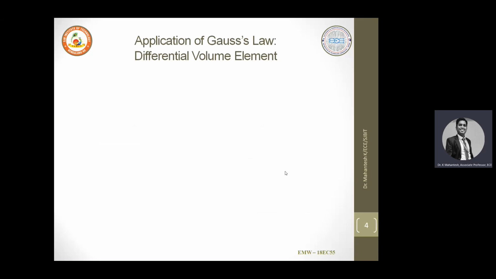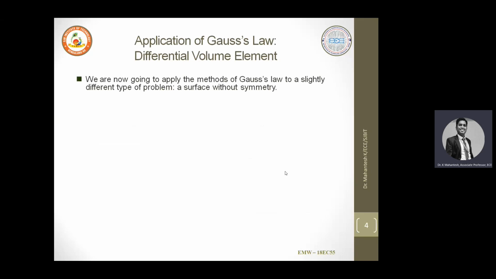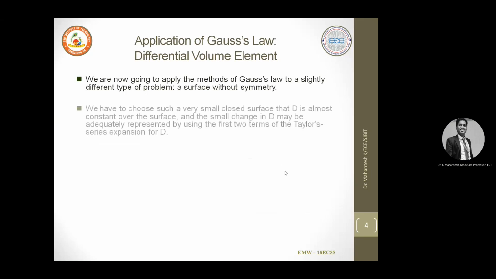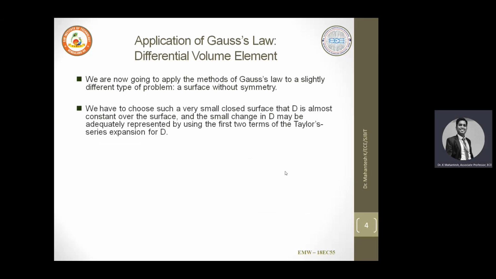If we now visualize a region of space filled with a tremendous number of charges separated by minute distances, we are now going to apply the methods of Gauss law to a slightly different type of a problem, a surface without symmetry. We have to choose a very small closed surface so that D is almost constant over the surface, and a small change in D may be adequately represented by using the first two terms of the Taylor series expansion for the flux density D. And the result will become more nearly correct as the volume enclosed by the Gaussian surface decreases to 0.